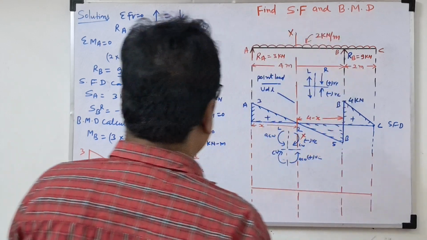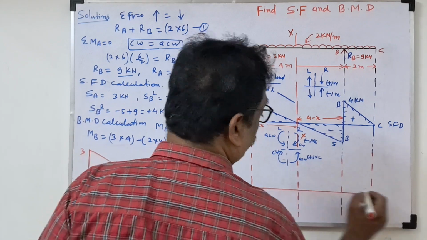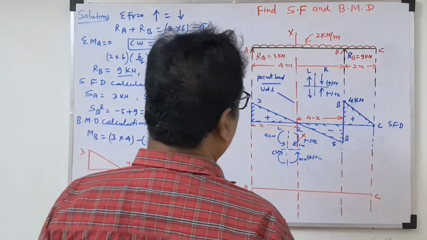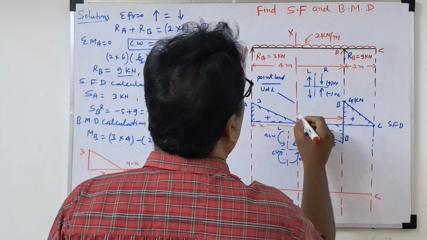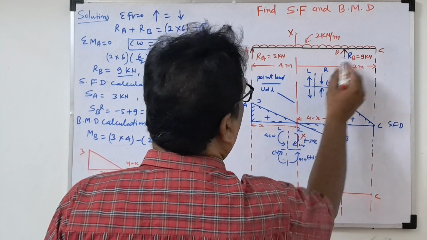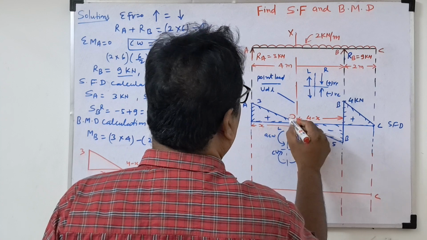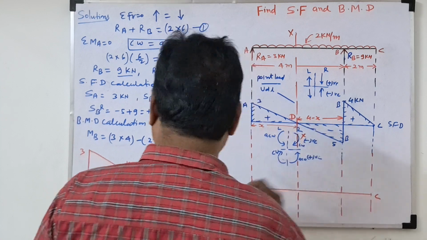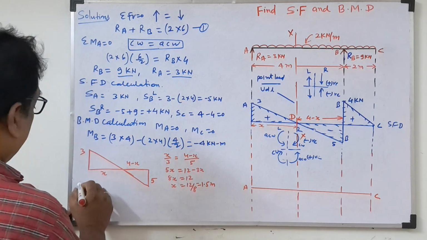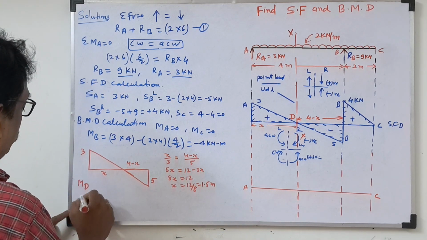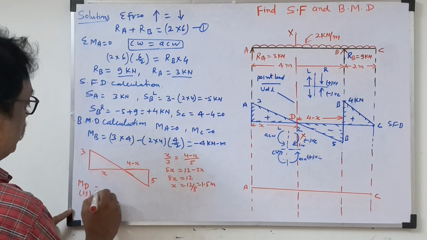We draw. So we already know that at point A and point C the bending moment will be 0. Let's take some point D between A, B and C. At point D the bending moment will be maximum. So what is the bending moment at D? The bending moment at D is at 1.5 meter.